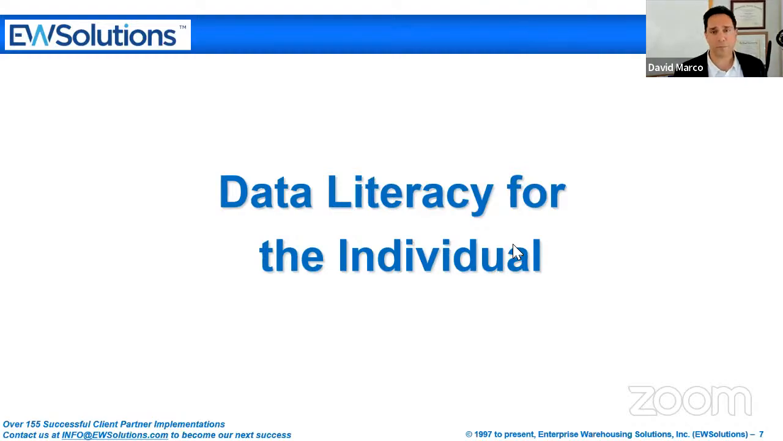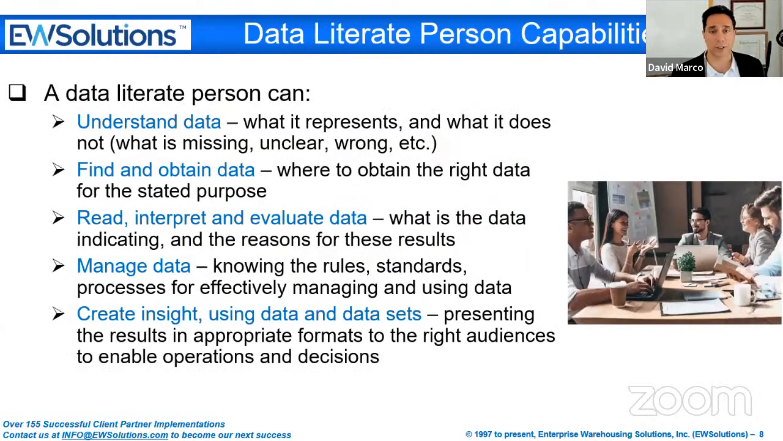Let me continue. We talk about data literacy for the individual. We are talking about a data literate person can understand their data. They can find and obtain the data they need for the stated purpose that they need it for. They can read, interpret, and evaluate data. They know what the data is indicating and what it's not indicating. They know how to manage their data and create real insights using data and our data sets. So this is just a high level of what a data literate person can do.